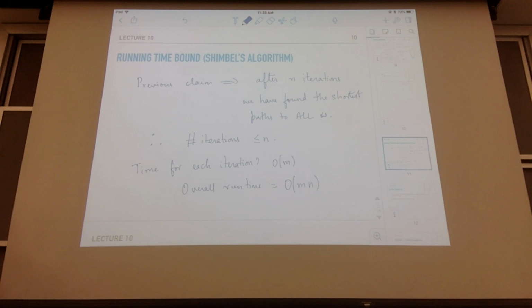Now, m is the number of edges, and n is the number of vertices. Maybe I needed to remind you guys, but m is often a standard notation for the number of edges, and n is a standard notation for the number of vertices.